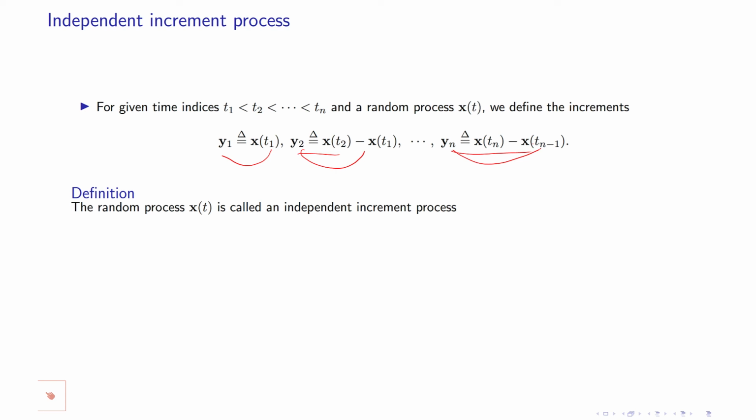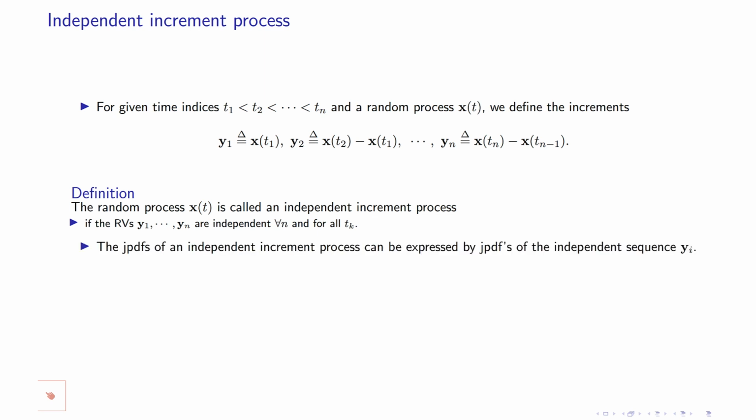So a random process is called an independent increment process if these increments are independent for all n and for all tk. If this is only true for, let's say, n equal 3, we call it third order independent increment. So depending on your application, you may define and use whatever you need. The PDFs of an independent increment process can be expressed by the joint PDFs of independent sequences yn, which is much less complicated and more useful.